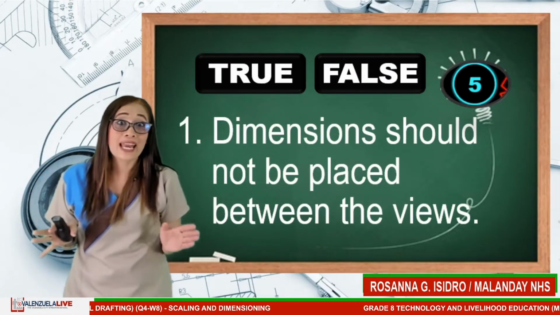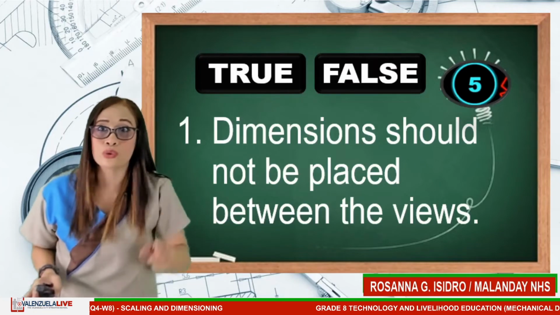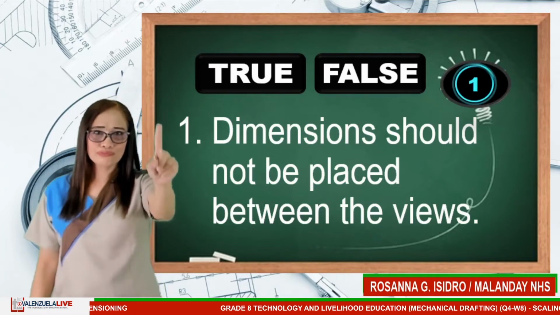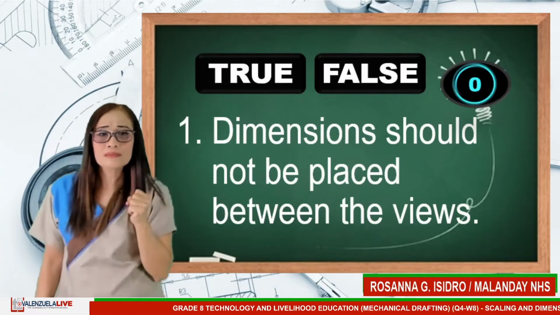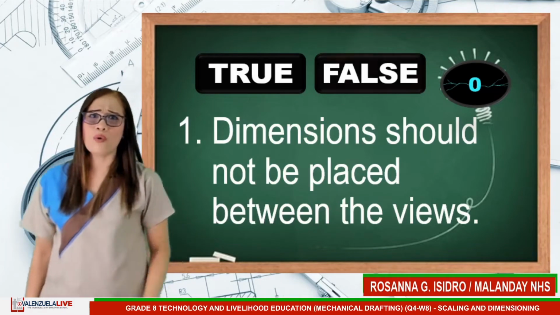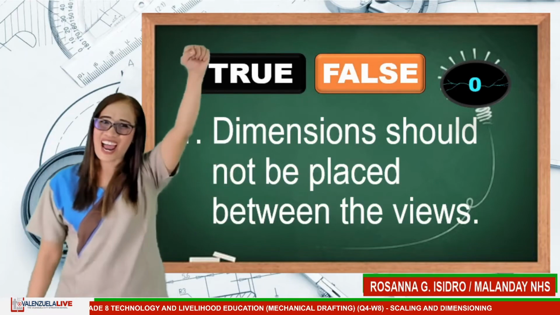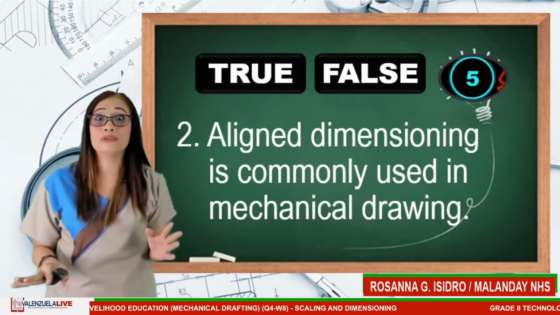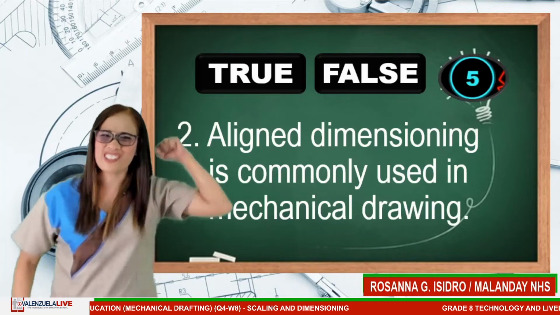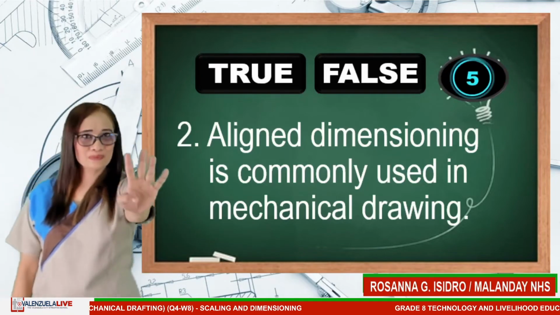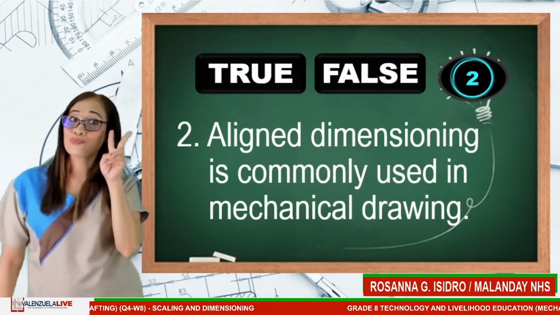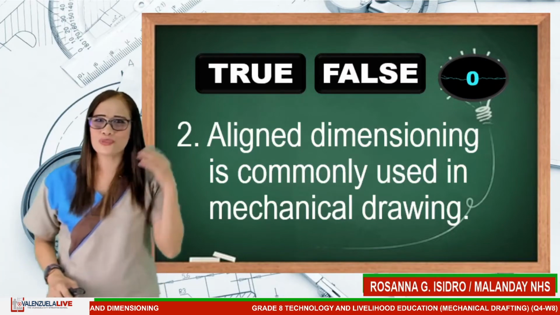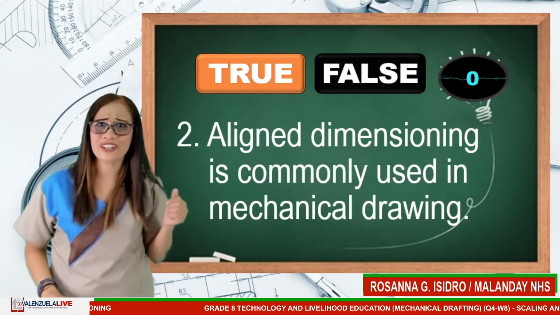dimension should be placed or should not be placed between the views. It is true or false? Time's up! If your answer for number one is false, you are correct! Number two, aligned dimensioning is commonly used in mechanical drawing. True or false? Your time starts now. Oops, time is up. If your answer for number two is true, very good.